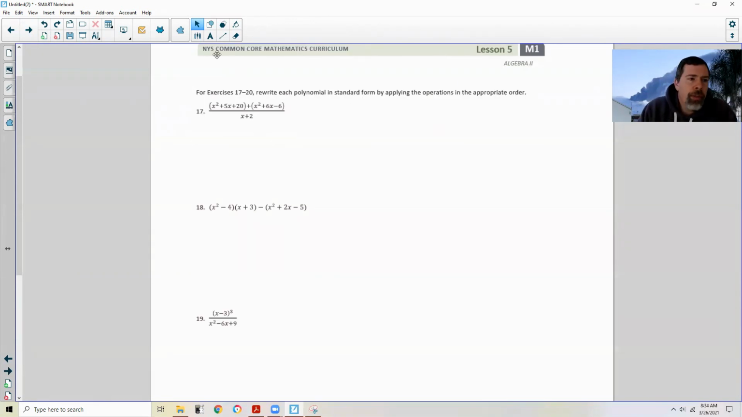Okay, here's, what is this, page 4? Page 4, yes, page 4. Exercises 17 through 20, rewrite each polynomial in standard form by applying the operations in appropriate order. Order of operations. Remember this? These are your order of operations. Whenever you have a division symbol here like this, the numerator is a group. The denominator is a group. So what I want to do is do the top first in order of operations.